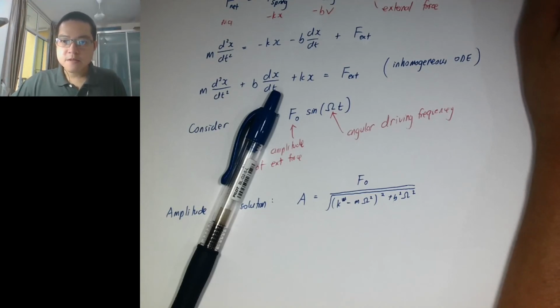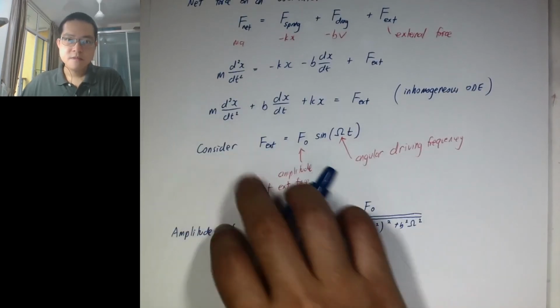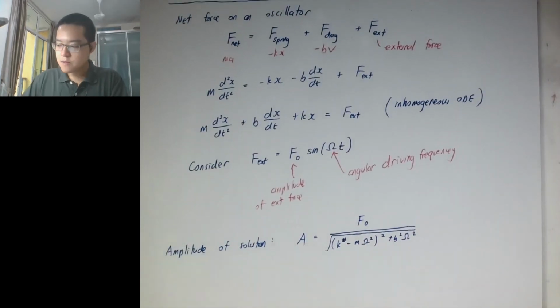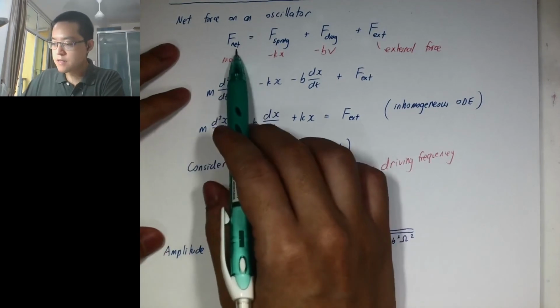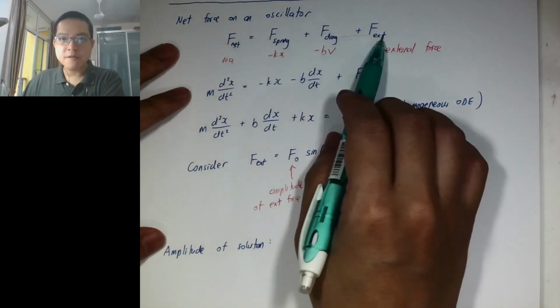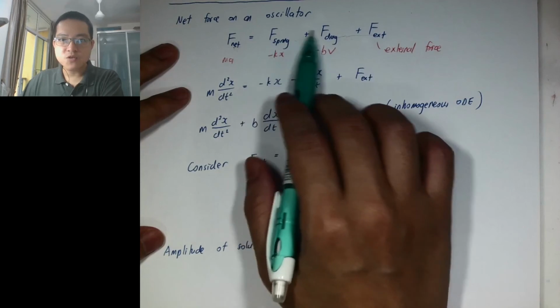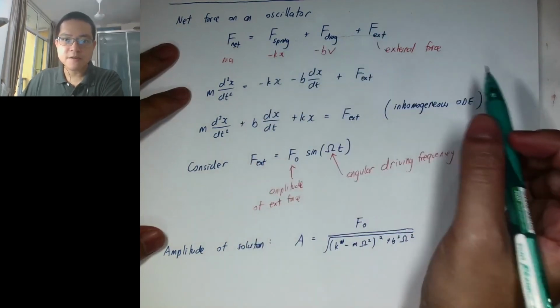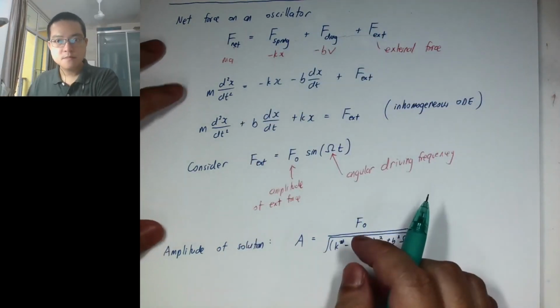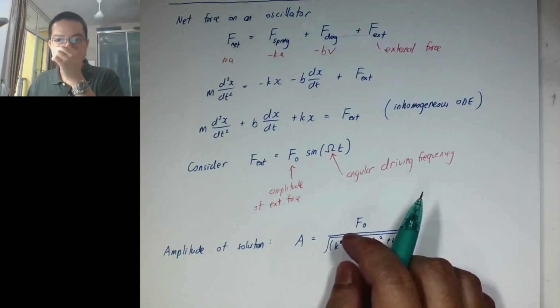Net external force on something that is oscillating, there's plenty of examples. The net force is the sum of all the forces acting on it, right? So these are the two that we already know. I'm adding a new external force here.